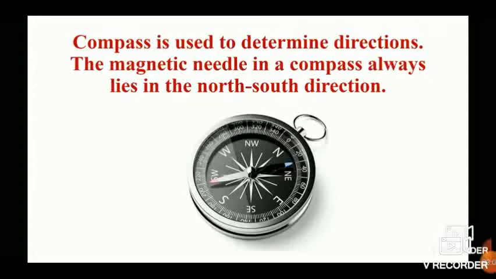Yes, we call this a compass. And do you know what is the use of this? If you travel by a ship, or if you walk in the desert area where you're totally lost, then the compass will help you to identify the correct directions. Then you can easily find out with the help of the compass, and we can go to our destinations. The compass is used to determine the directions. The magnetic needle in a compass always lies in the north-south direction.